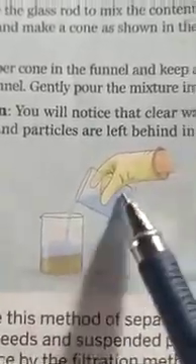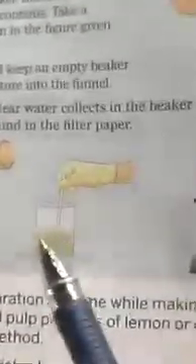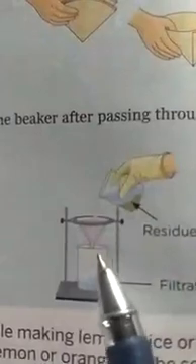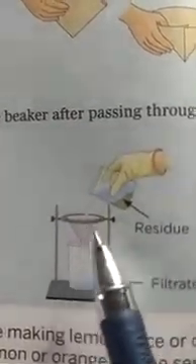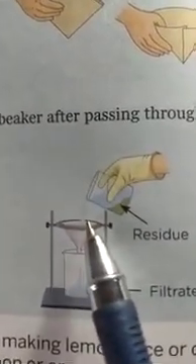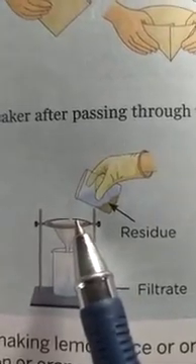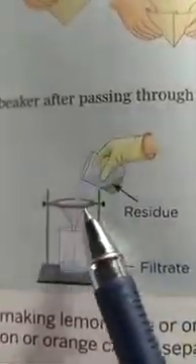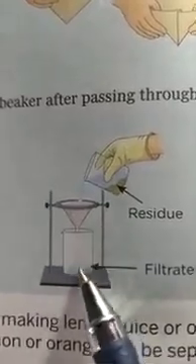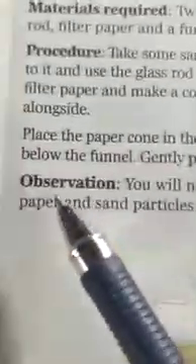Now, dear students, place the paper cone in the funnel and keep an empty beaker below the funnel like this. First, we take sand and mix it with water with the help of a glass rod. Now we place the funnel, and in the funnel we keep the paper cone gently. Now gently pour the mixture into the funnel.